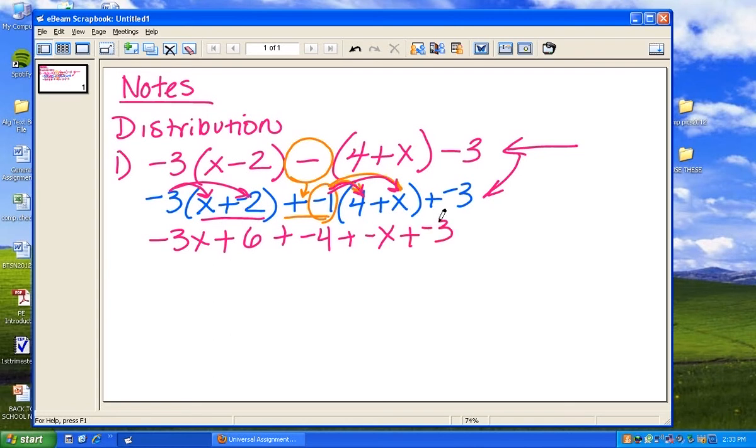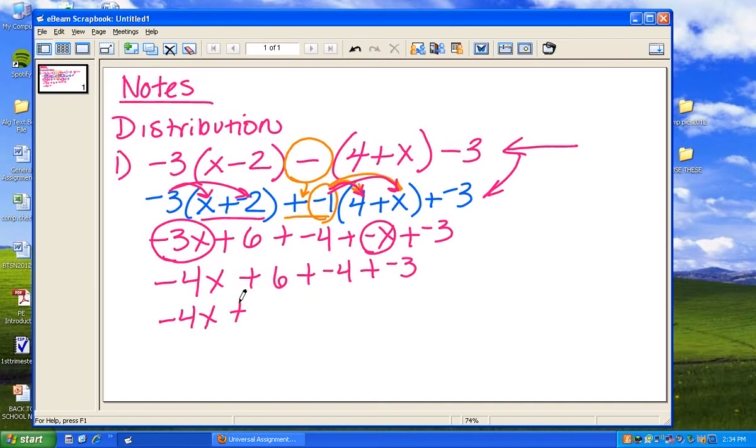And now I'm going to combine my like terms. So I'm going to start with my x's because I know that in algebra I have to write my x's first. So I have a -3x and a -x. And when you add them together, you get a -4x. And then I have a plus a 6 plus a -4 plus a -3. And now there's nothing else to combine to that -4x, so I'm going to leave it.